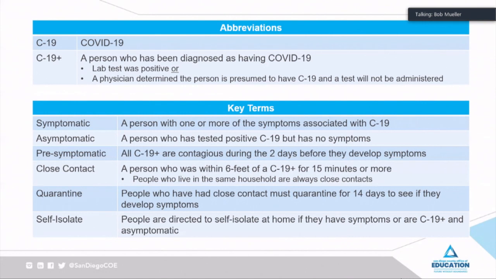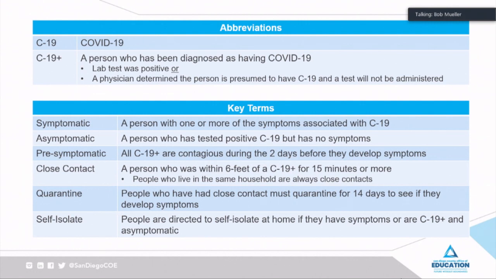So before we go deeper into the presentation, I want to go over some abbreviations that we're going to use a lot. So C19 means COVID-19. C19 plus would be a person who's been diagnosed as having COVID-19. Either they've had a lab test that came back positive, or a physician or public health official informed them that they're presumed to have COVID-19 based on their symptoms and that they are not going to be tested. A person who is symptomatic has symptoms associated with COVID-19. We don't know whether or not they have it necessarily, but if they're symptomatic, they have one or more of those symptoms.